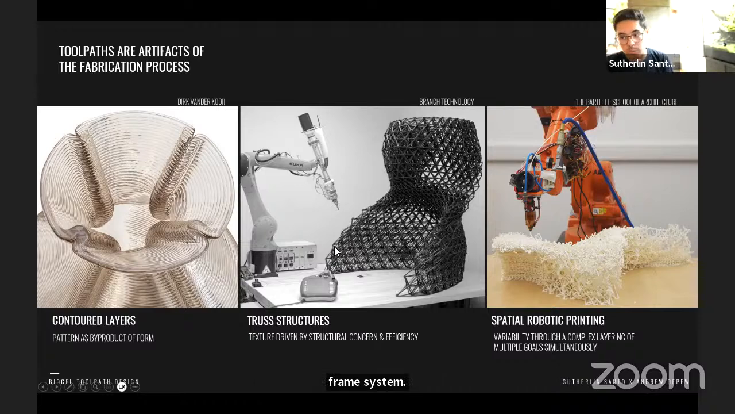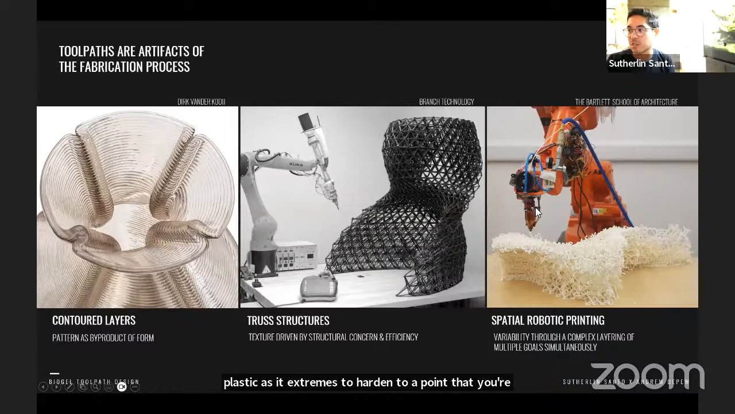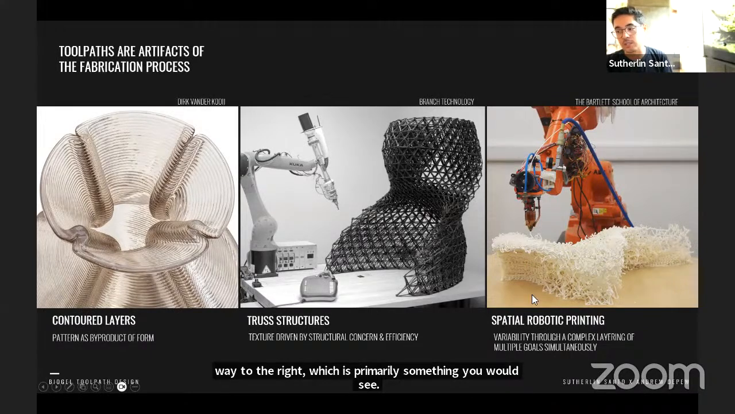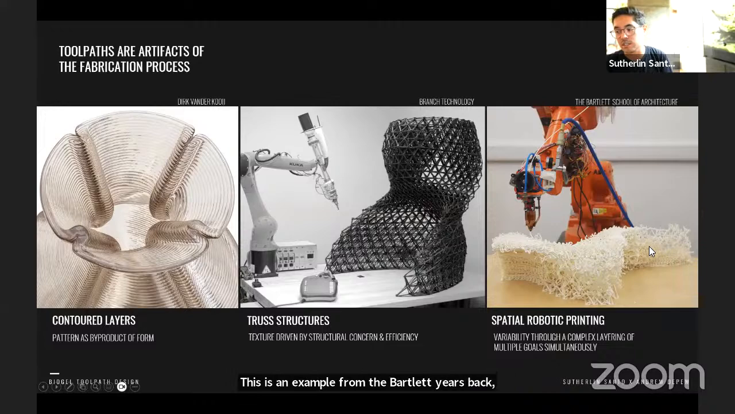The motion is far more complex because it's increasing and decreasing speed and time to allow the plastic as it extrudes to harden to a point that you're able to be self-standing. But from an aesthetic point of view, we can go all the way to the right, which is primarily something you would see. This is an example from the Bartlett years back on their explorations into producing new chairs.